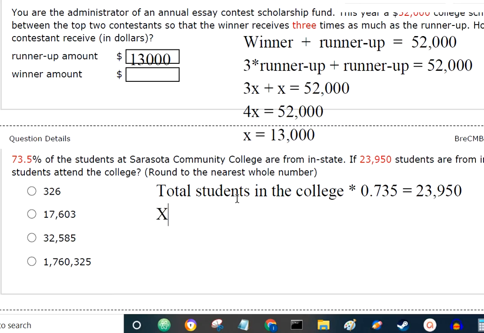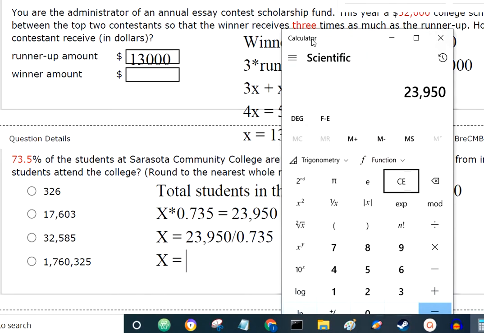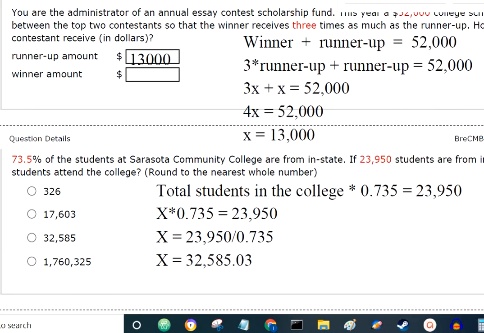So we'll call the total students x here. In order to get x by itself, we just have to divide both sides by 0.735. So we get 23,950 divided by 0.735. That gives us 32,585, and I think they said round to the nearest whole number, so 32,585.